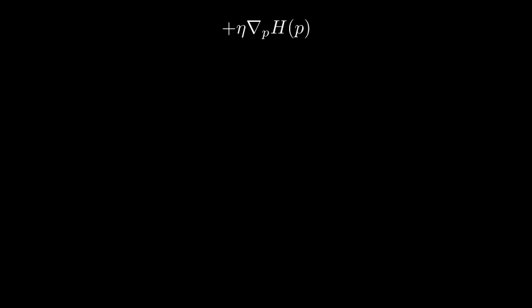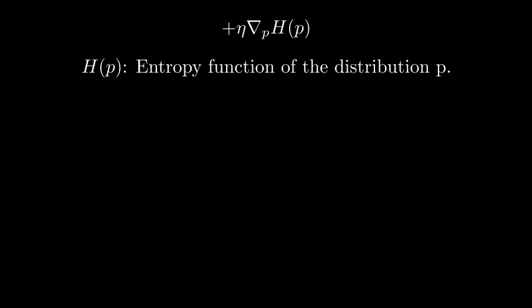Let's break it down, starting from the inside with H of p. H of p is the entropy function of the strategy distribution p. In this context, entropy is a measure of diversity or uncertainty. A high entropy means there are many different strategies being used with similar market shares. A low entropy means the market is dominated by just a few strategies. Think of it as a measure of how predictable the market is. High entropy means high diversity and low predictability.